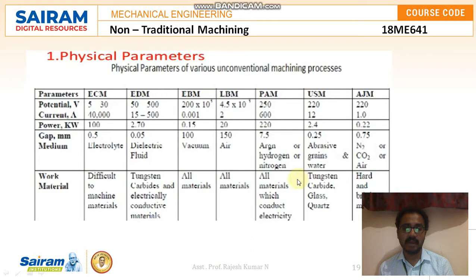And moving to plasma arc machining, all materials which conduct electricity are recommended, because some materials like stones, wood, and composites usually don't conduct electricity. So based on that, moving to ultrasonic machining, tungsten carbide, glass, and quartz are the materials recommended for the machining process in ultrasonic machining. And for abrasive jet machining, hard and brittle materials; you can see only these two kinds of materials are recommended for abrasive jet machining.